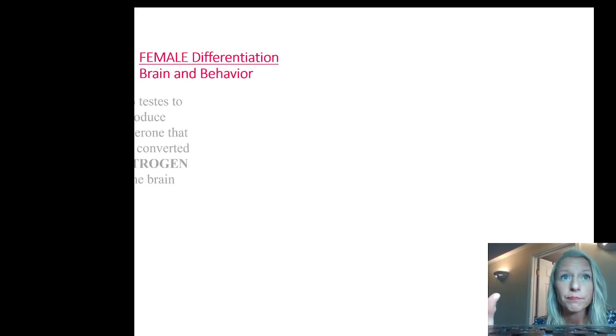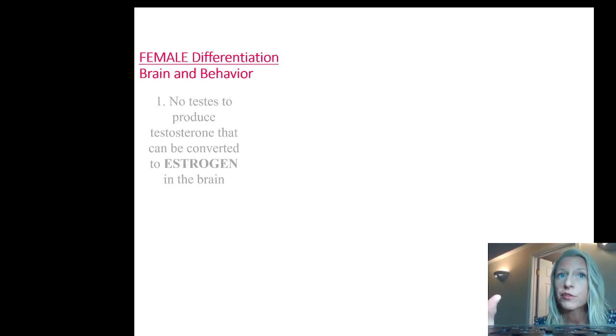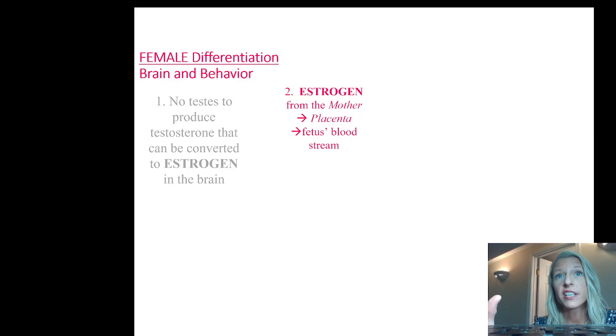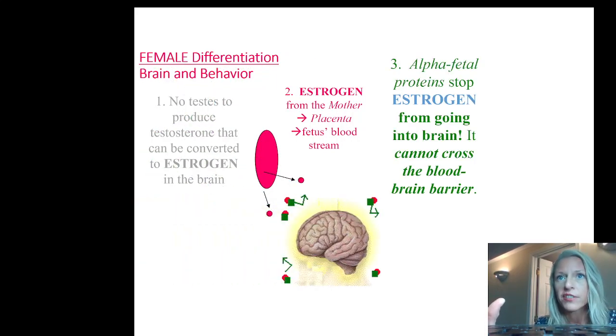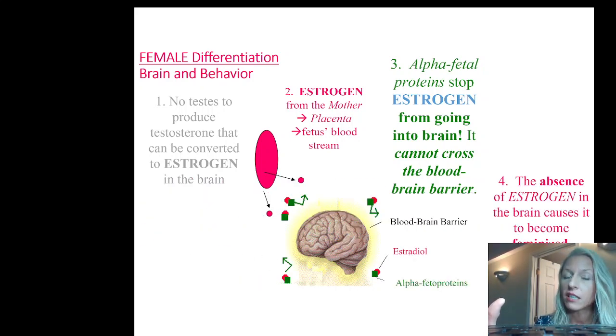For females, no testes are producing testosterone. There is estrogen produced from the mother and the placenta and in the fetus's bloodstream. However, there are special proteins that stop estrogen from going into the brain, because we know that estrogen in the brain masculinizes. So the absence of estrogen in the female brain is what causes it to become feminized. Kind of neat.